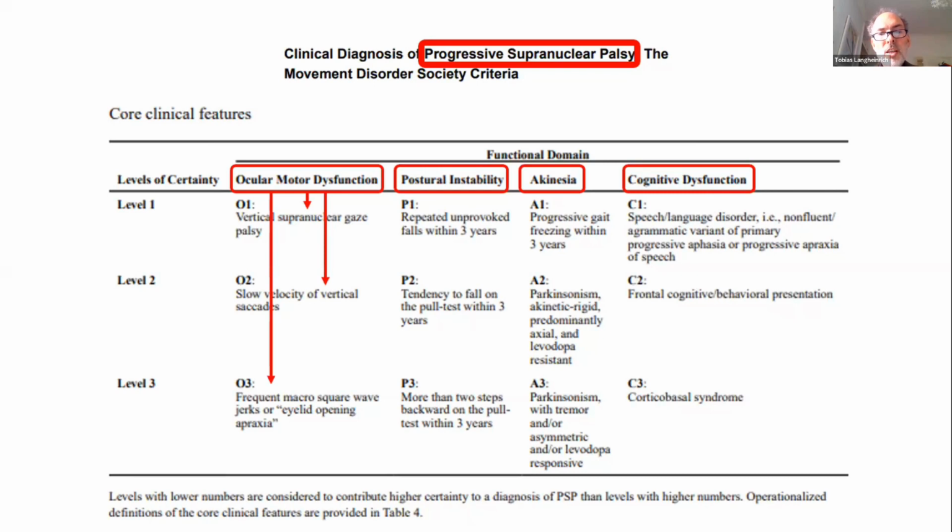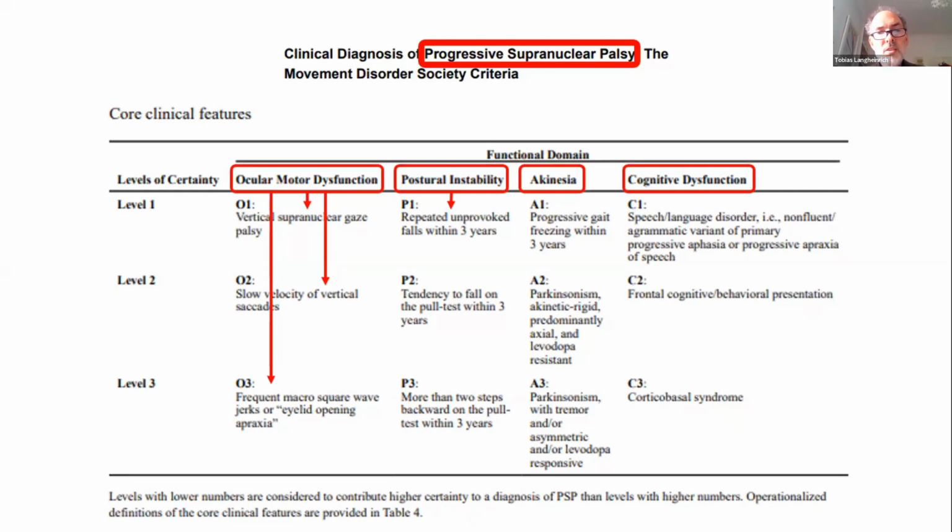square wave jerks. Eyelid opening apraxia is that the patient is asked to close their eyes, open their eyes, and there may only be a delay in opening them, but if it's severe, they may have to use their hands to open it. Postural instability will mimic normal pressure hydrocephalus a lot, because typically the people do fall, and that may be the presenting feature.